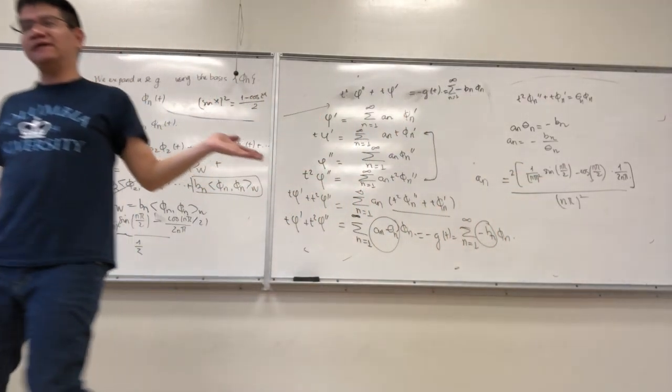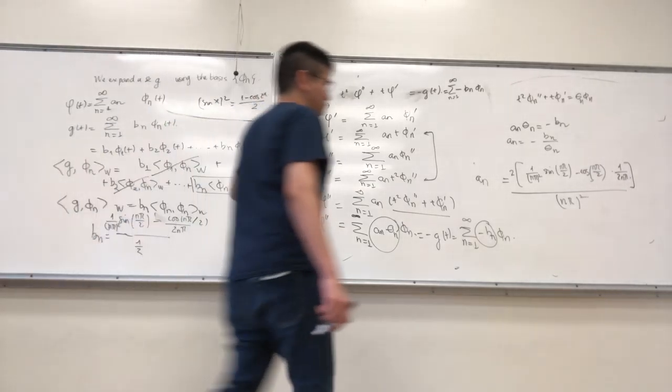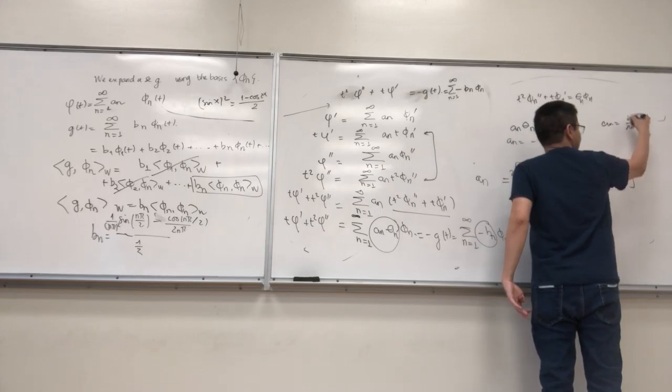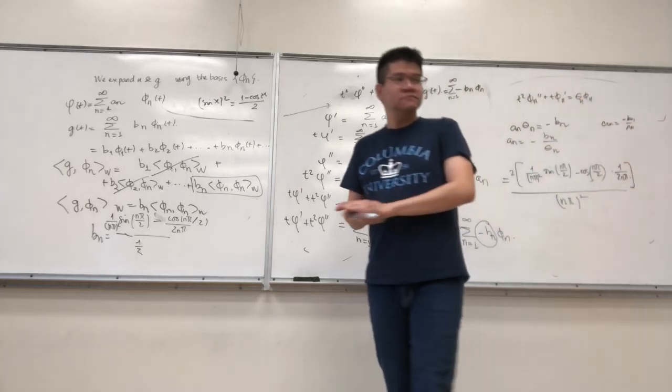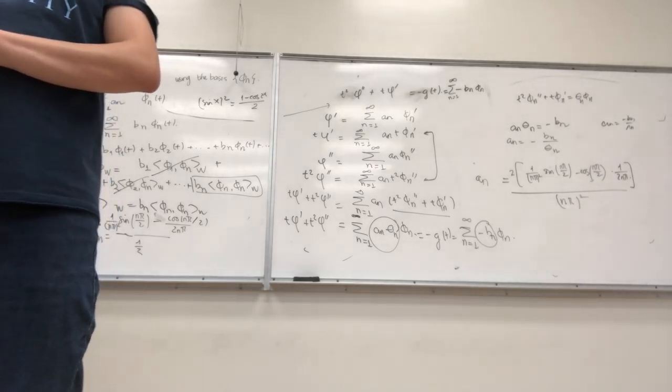So this is exactly like in the Laplace operator case, right? So you also have a_n is b_n over lambda, right? So it's exactly the same. So in two cases, questions?